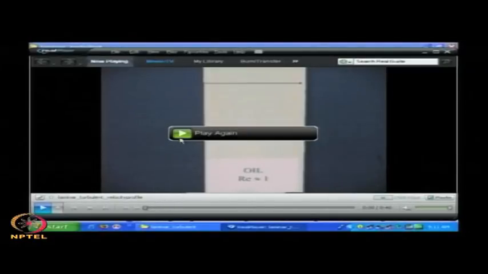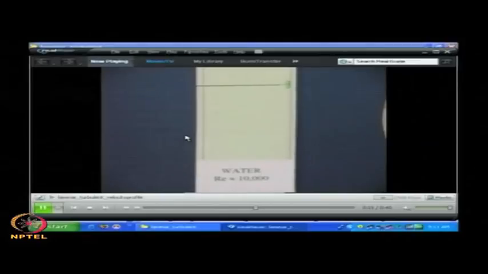Maybe let us just play it again to look into the experiments a bit more carefully. So the first experiment is with a very low Reynolds number, and if you see what is happening with these experiments, you have a sort of regular orderly motion. So layer by layer the motion is there, and because effects of the wall are propagating into the fluid towards the center line, you have that parabolic sort of distribution.